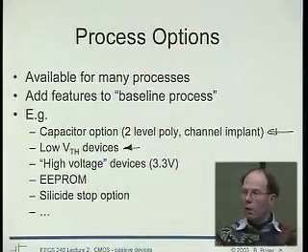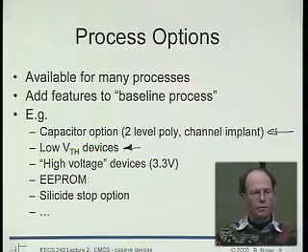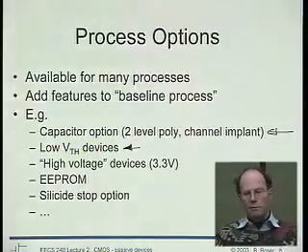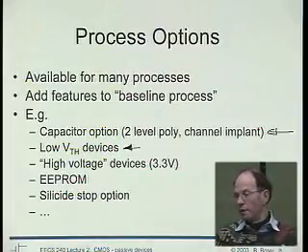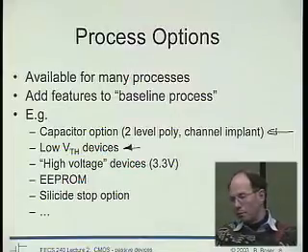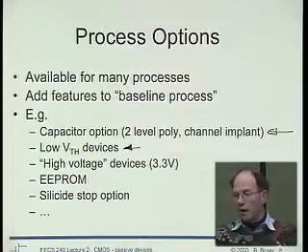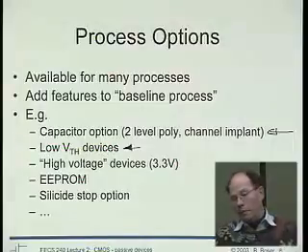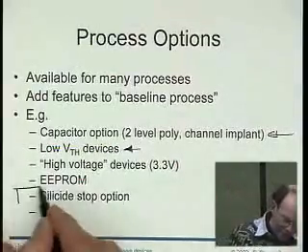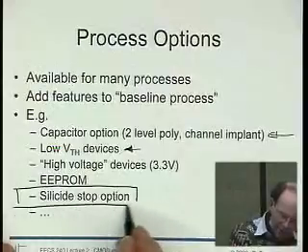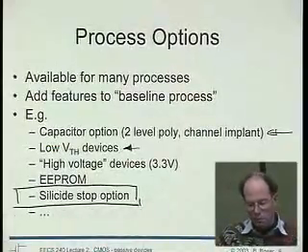E-squared PROM is a very popular option if you want to trim something or so. Well, why not store the trim information in an E-squared PROM, right? And of course, if you want to configure a digital IC, then you also want E-square. So maybe the digital designer and you, the analog guy, can sort of split the cost for that option. And then, and that's the one we are getting here, is the silicide stop or silicide blocking option.